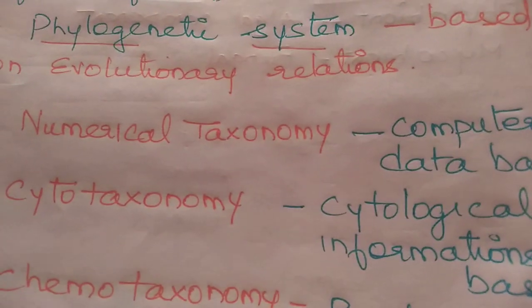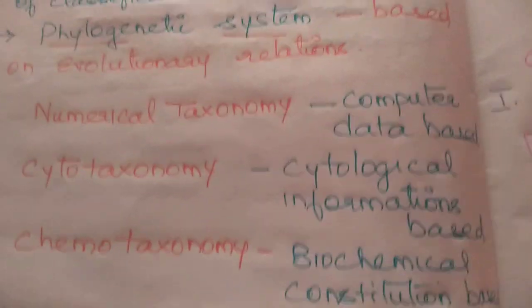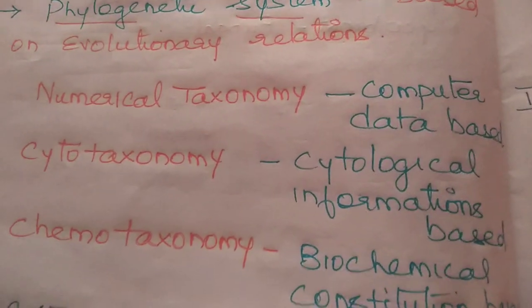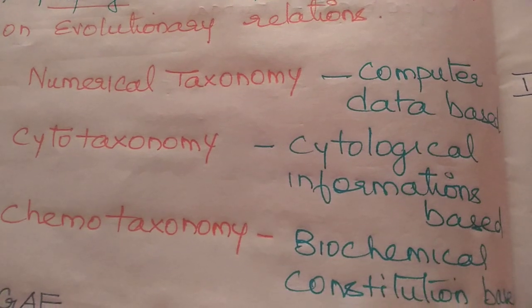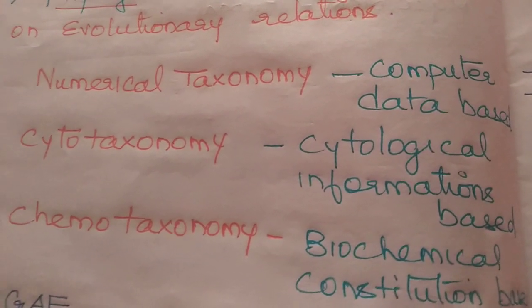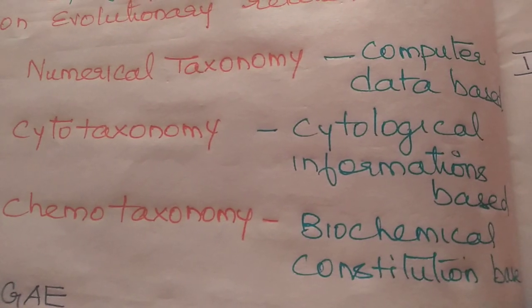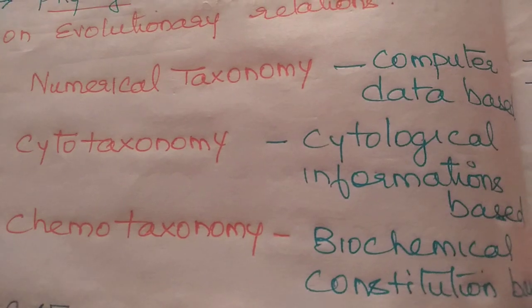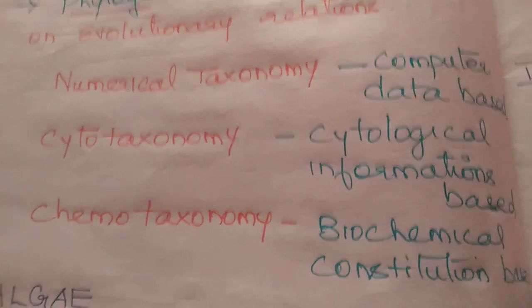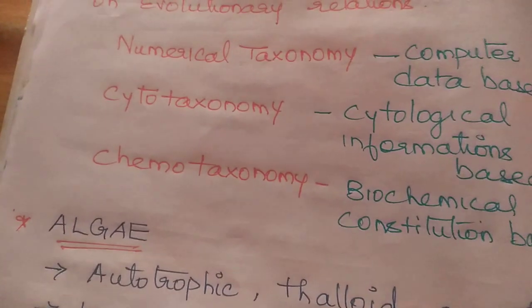And the next one, taxonomy. It is divided into 3 types. The computer data based analysis is termed numerical taxonomy, whereas the cytological information based taxonomy is called cytotaxonomy, and the biochemical constitution based taxonomy is known as chemotaxonomy. So the terms are important. And next we will come to the plant kingdom one by one.